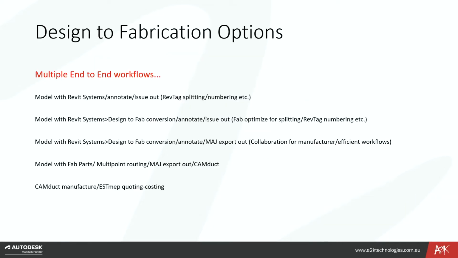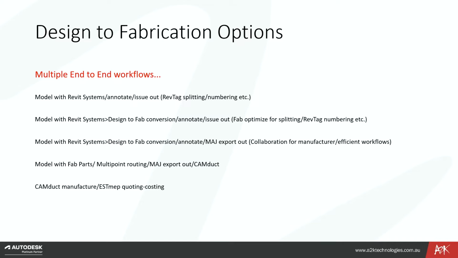So I just want to quickly run through a few things now, in a similar vein, on the design to fabrication options and the workflows that you have in Revit now, before we jump into a quick demo of some of these end-to-end workflows. On the screen at the moment, you can see we've listed out, as it stands today, the options that you have, generally speaking, when you're working in Revit, whether you're using straight Revit content, Revit duct, Revit pipe, whether you're using fabrication parts in Revit, or whether you're using a combination of both.